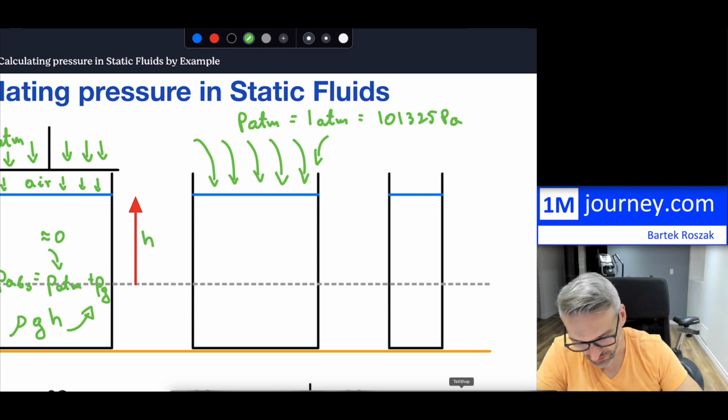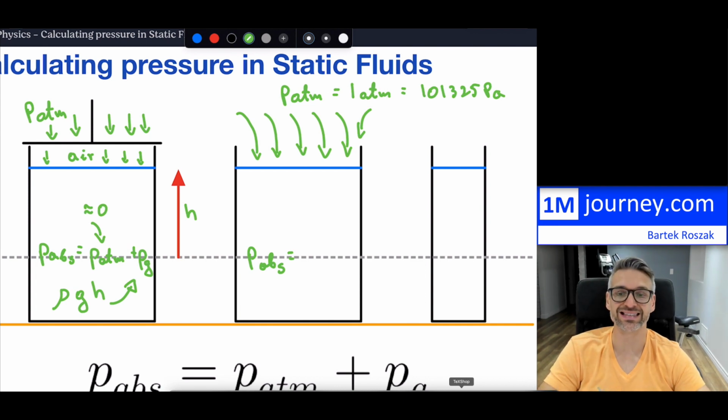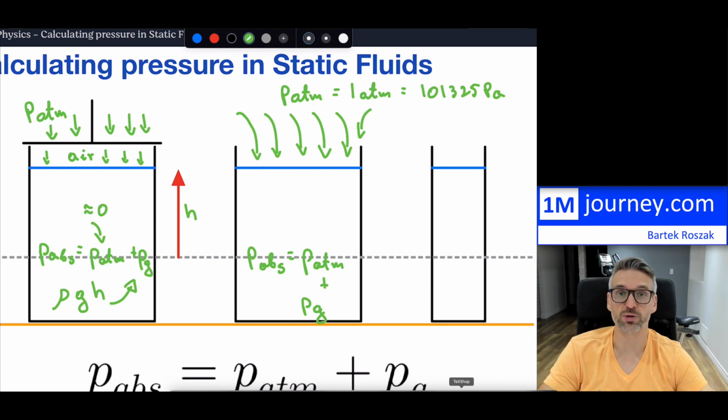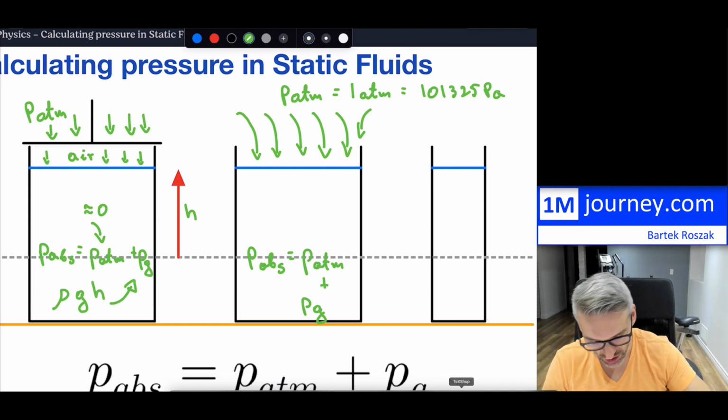Now, if you wanted to find the overall pressure, the absolute pressure, which is the summation of all the pressures at this depth in this fluid, you take the atmospheric pressure plus the gauge pressure. The gauge pressure is just the difference from the atmospheric pressure, caused by the weight of the fluid itself, which is the same as in the first case. So it's still just the density multiplied by gravity and the height.